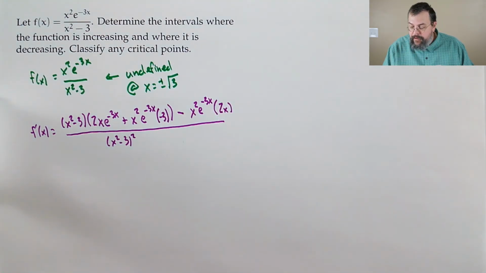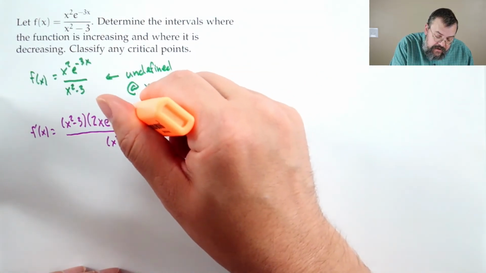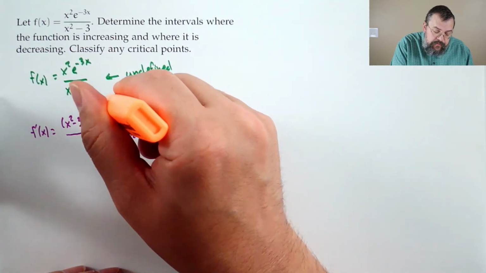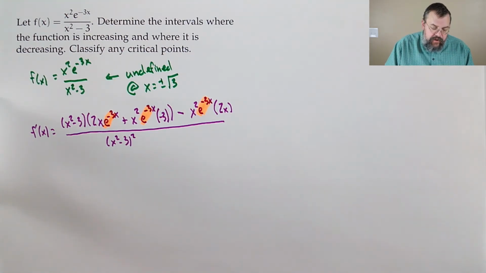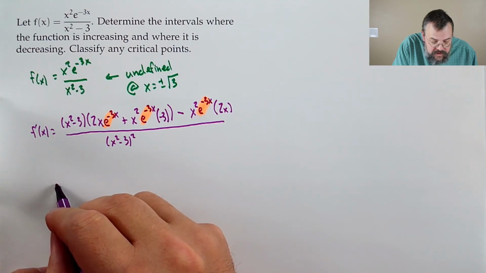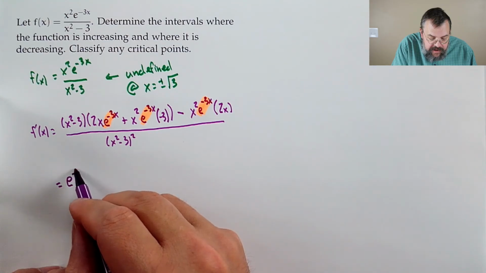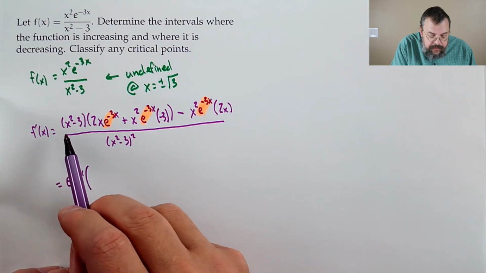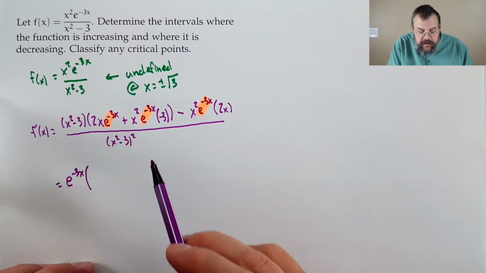Now, let's think about what we can do to clean things up. There are a couple of things which we can spot really quick. First off, as we look at the upstairs, we see that e to the minus 3x is attached to every single term. So, since it's attached to every single term, let's factor it out. We'll pull it all the way out. Okay. And then we'll be very careful with what remains. So we have an e to the minus 3x. Now, here we have x squared minus 3 times 2x minus 3x squared.